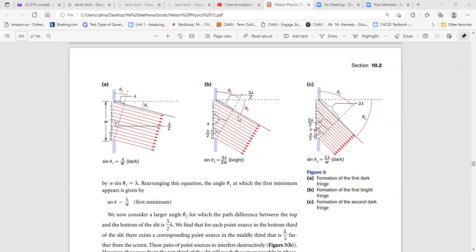Here is the same thing. When this one is 3 lambda over 2, compared to here is lambda and here is lambda over 2, the interference is going to be constructive, and it will give you a bright fringe on the screen. And for sine theta equal to 2 lambda over W, the interference will be, again, destructive, so it will give you a dark fringe.